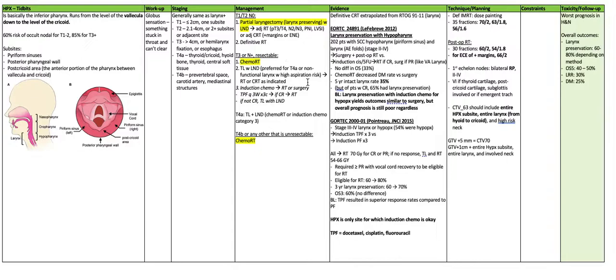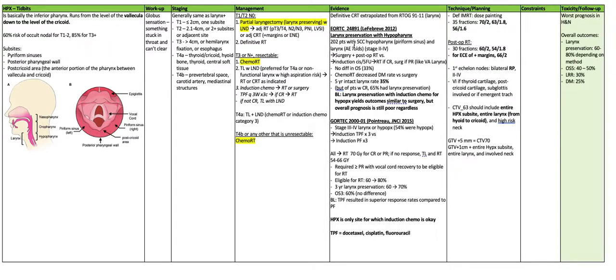This is preferred for T4A or non-functional larynx with high aspiration risk, with radiation or chemoradiation indicated, again for these reasons up here. Or you can do induction chemo followed by radiation or surgery. TPF every 3 weeks, times 3 cycles, and then if you have a complete response, you can do radiation. If there's no complete response after 2-3 cycles of TPF, then you do total laryngectomy with lymph node dissection. For T4A disease, you do total laryngectomy with lymph node dissection. Chemoradiation or induction chemo is category 3. For T4B or any tumor that is unresectable, you do chemoradiation.